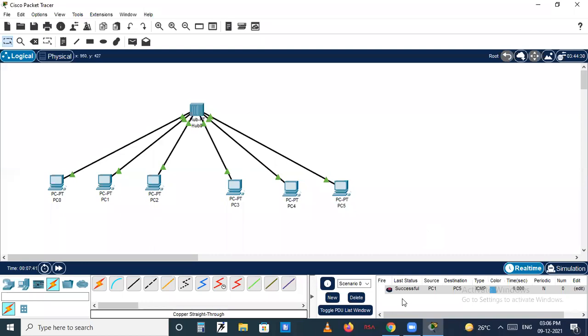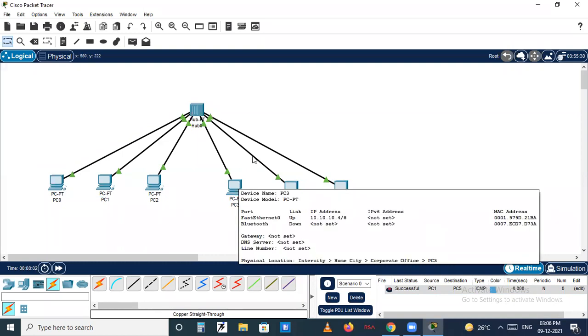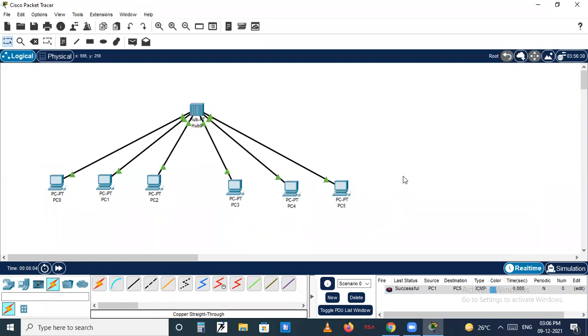Yes, sir. And you will see here successful communication means PC1 to PC5. Next, we will use a switch. This is the drawback, and this drawback will be removed by using the switching technique. So we will use a switch here, and then we will show the real working and the simulation mode. So why is the hub doing like this? It is doing this just because it doesn't have any memory.